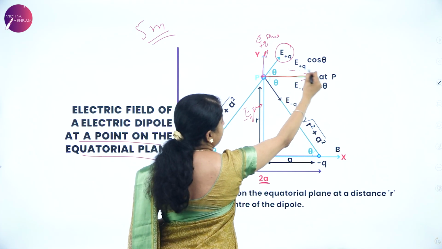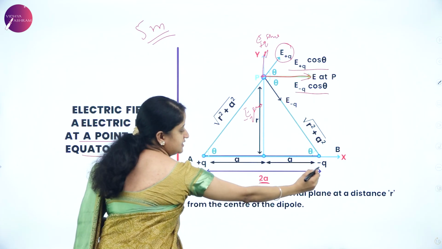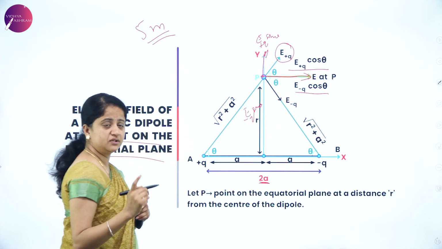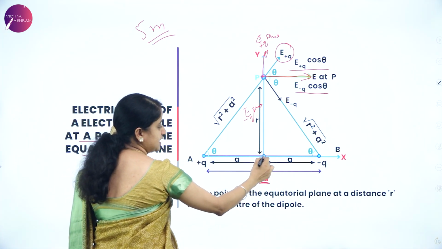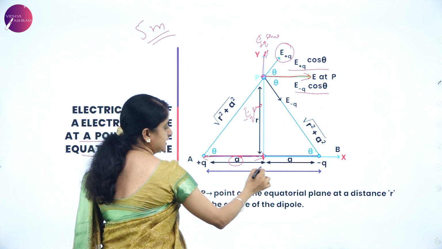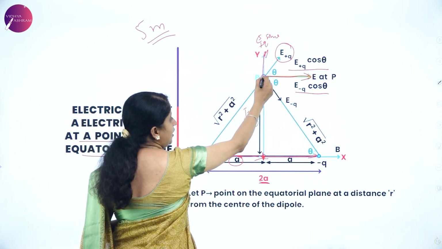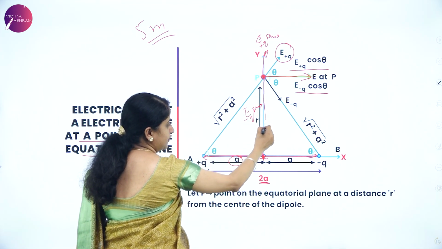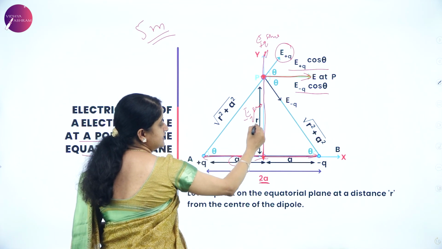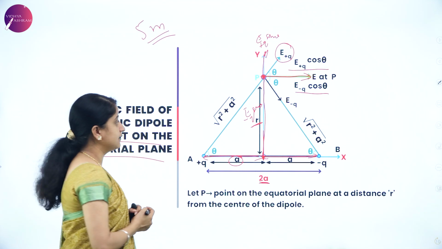So here it is resolved again into E plus q cos theta and E minus q cos theta, and this is the distance of separation between two charges, that is 2a. Then from the center of the dipole, a is the distance between plus q and center, a is the distance between minus q and center, and now the point P is located from the center of the dipole at a distance r, in an equatorial plane.